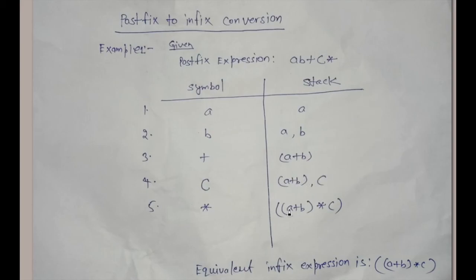So what will be the operation? A plus B star C. Star is for multiplication, and the precedence of star is also greater than plus. So the final expression is (A plus B) star C. You can see this is the infix expression equivalent to the complete postfix expression.